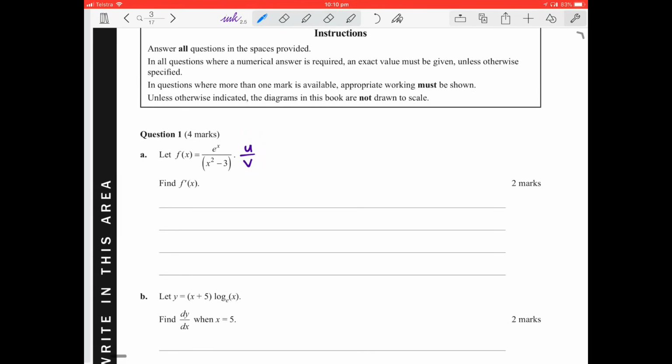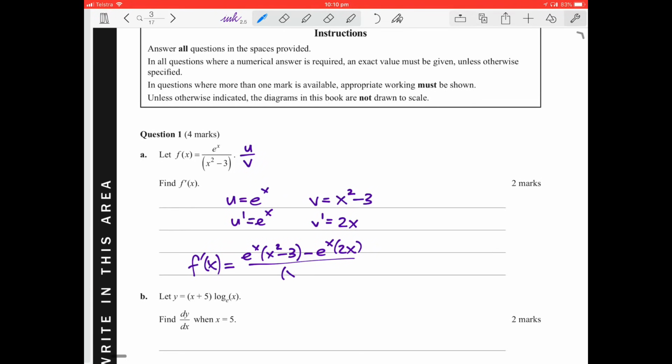Okay, first question, I've got a quotient rule question. u is my numerator, e to the x. u dash is also e to the x. v, my denominator, is x squared minus 3. v dash is 2x. We know that f dash x is v times u dash, (x squared minus 3) times e to the x, minus u times v dash, e to the x times 2x, over v squared, which is (x squared minus 3) squared. You could leave it like that. I'm sure you get full marks.